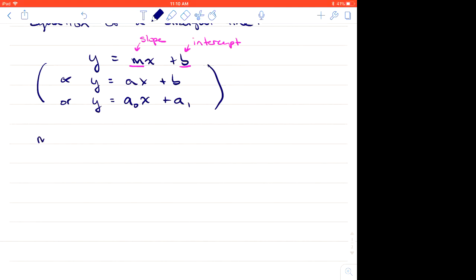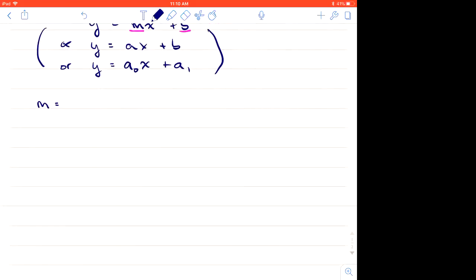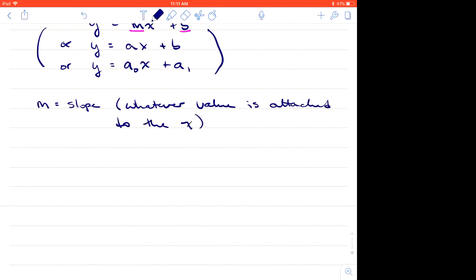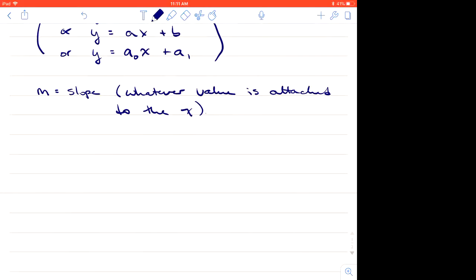I'll just write down here where m is the slope, in brackets, whatever value is attached to the x. Where b, in this case, is the one on its own. So that's the intercept.